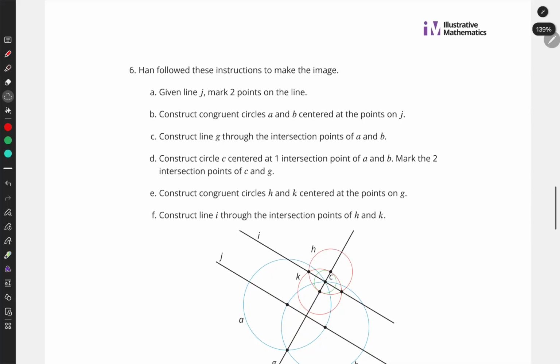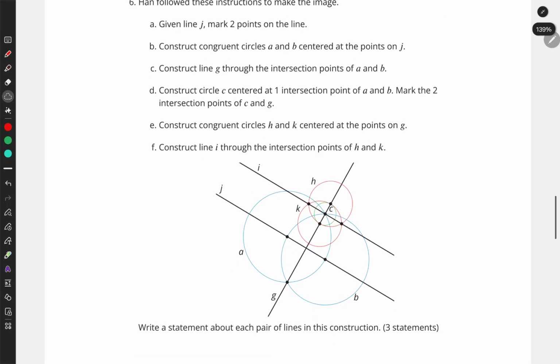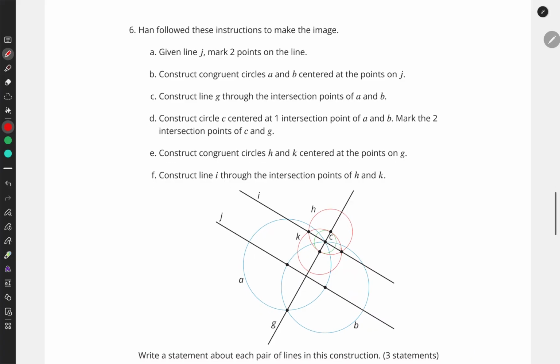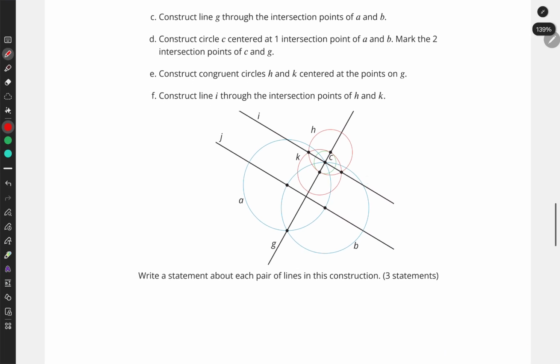Han followed these instructions to make the image. It's a lot of text up there that is kind of irrelevant because all we care about is the image itself. But the idea is, you can see the two circles, right? Well, many circles, but with the first two circles, he created a perpendicular bisector. Then there were two more circles, which created another perpendicular bisector. So he created a perpendicular to a perpendicular. And that's where this question comes in.